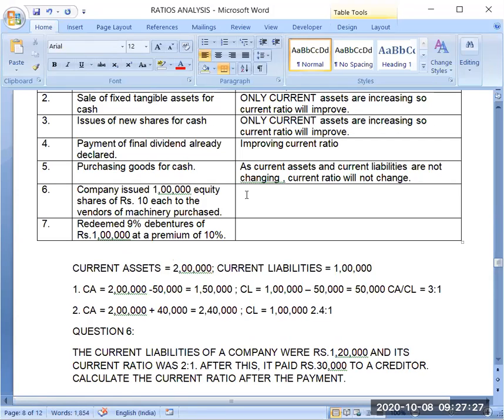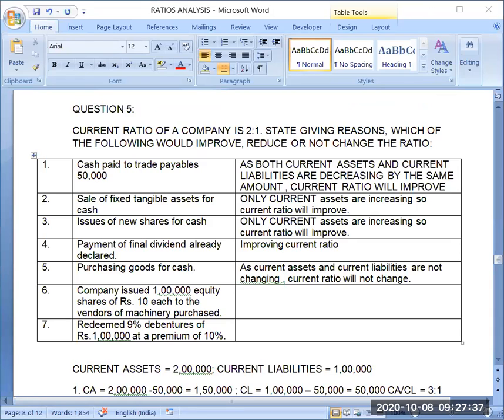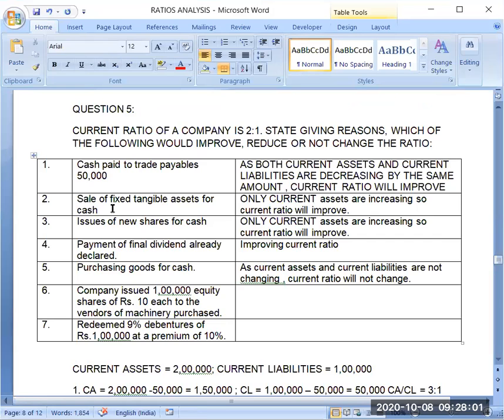In point number two, stock was decreasing? In two, if you will observe, stock is not decreasing. Your fixed assets are decreasing. Now it's clear. In point number two, your stock is not decreasing. Your fixed assets are decreasing.